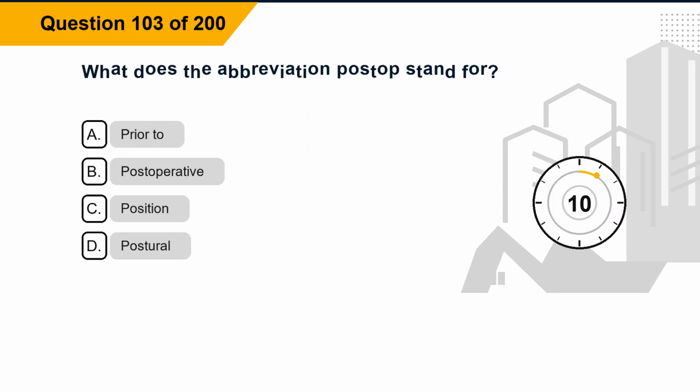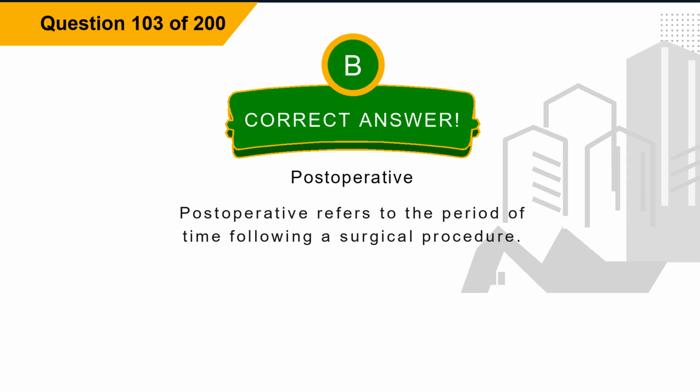Question 103. What does the abbreviation post-op stand for? Option A, prior to. Option B, postoperative. Option C, position. Option D, postural. The correct answer is option B, postoperative. Explanation. Postoperative refers to the period of time following a surgical procedure.